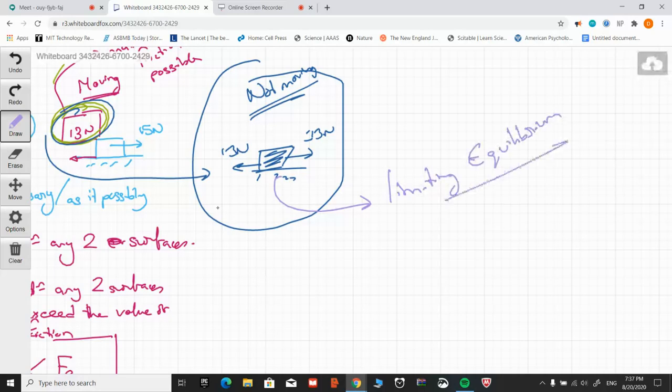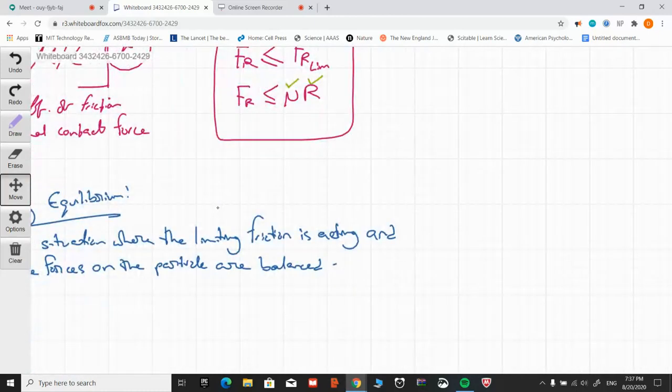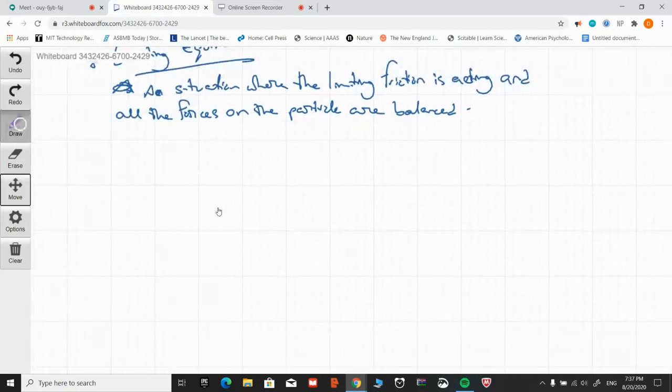ঠিক আছে, কেন? Because the maximum possible friction is acting and at the same time all the forces are balanced. বুঝছো? So a few things to notice. Number one, some pointers, some points to remember.